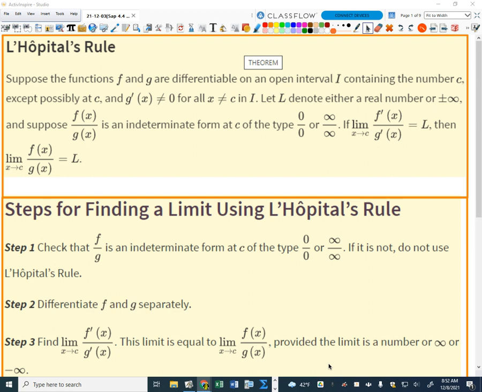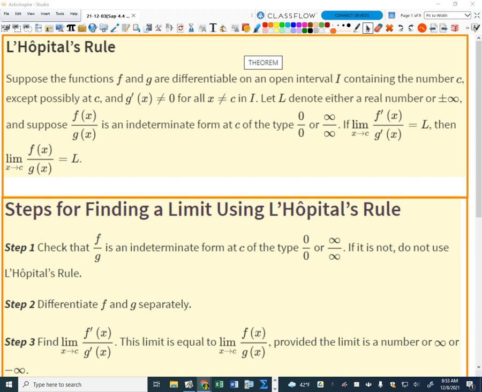Before, we always did this algebraically. We had several different techniques, but this is really easier. This is the way that we generally want to do it. What this tells us is that if we have a limit of a quotient, the limit of f of x over g of x, where it's an indeterminate form of the type 0 over 0 or infinity over infinity. It has to be one of those indeterminate types, and there are others that we'll talk about. We may not get to a ton of them today.